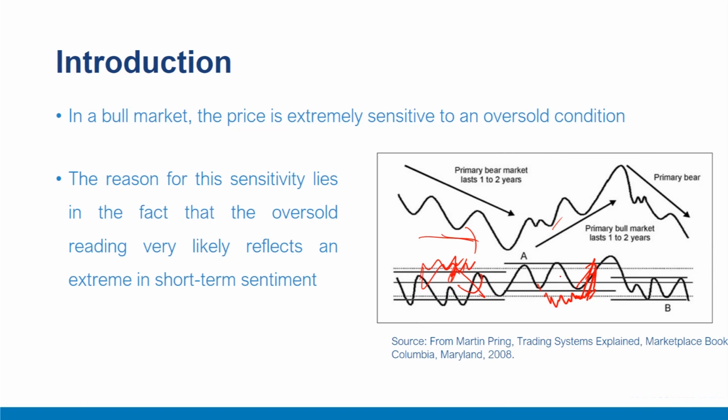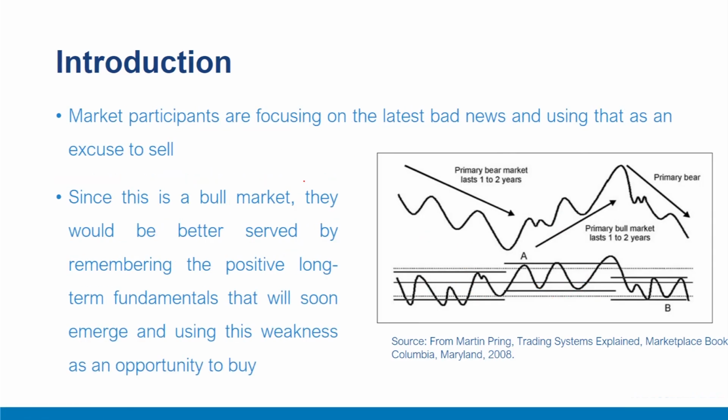The reason for this sensitivity lies in the fact that an oversold condition in a bull market very likely reflects an extreme in the short-term sentiment, and similarly for an overbought condition in a bear market. In such scenarios, market participants are often focusing on the latest bad news and using that as an excuse to sell. Since this is a bull market, they would be better served by remembering the positive long-term fundamentals that will soon emerge and using this weakness as an opportunity to buy. The same happens in reverse during a bear market.